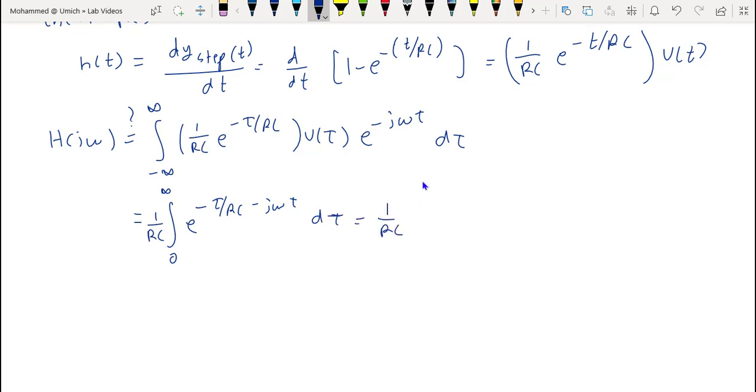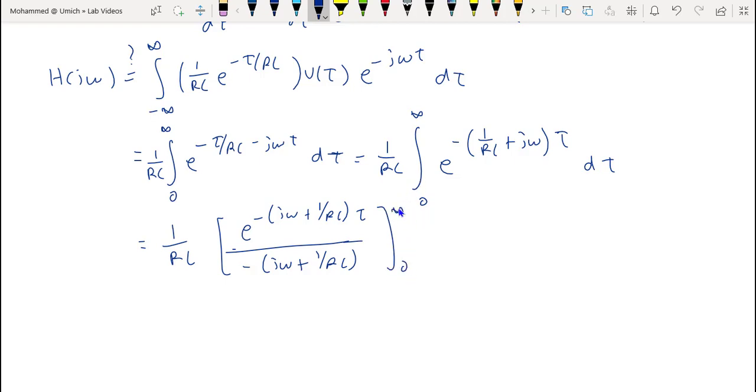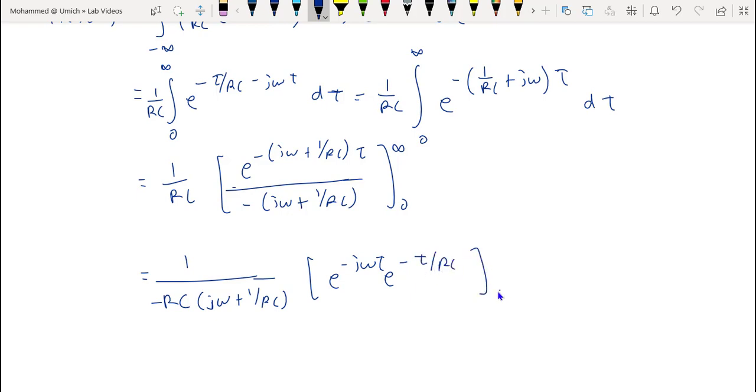Now I can factor out tau from the exponent: the integral from 0 to infinity of e to the power minus (1 over RC plus j omega) tau d tau. This integral evaluates to 1 over RC times e to the minus (j omega plus 1 over RC) tau over minus (j omega plus 1 over RC), from 0 to infinity. Now I'm going to expand this exponential. So right now we have 1 over RC times 1 over minus (j omega plus 1 over RC), times e to the minus j omega tau, e to the minus tau over RC, from 0 to infinity.